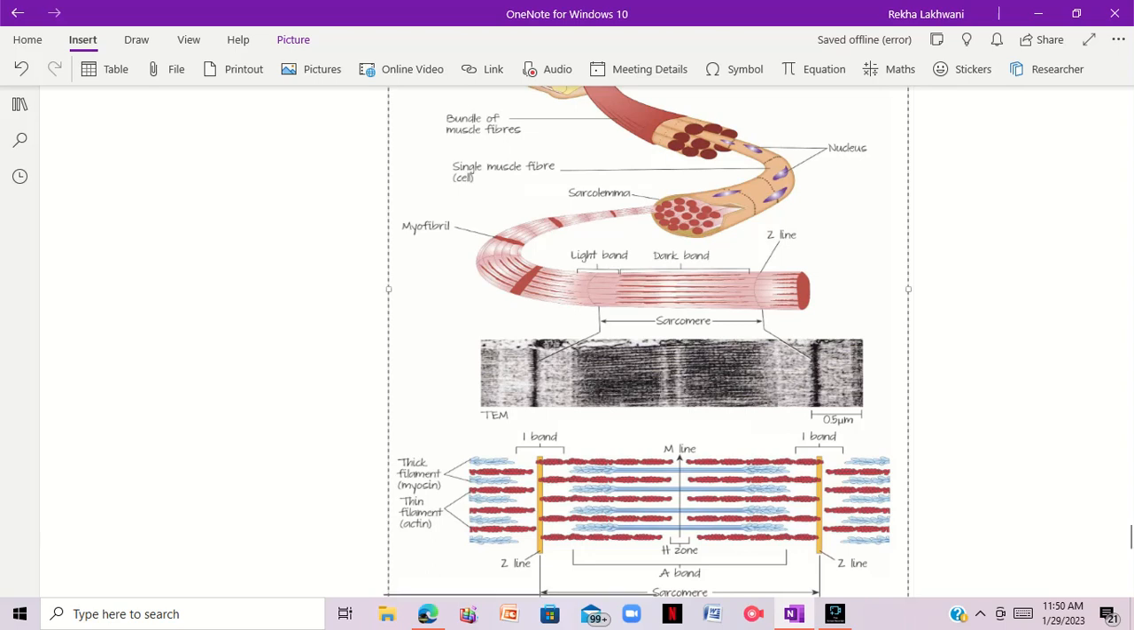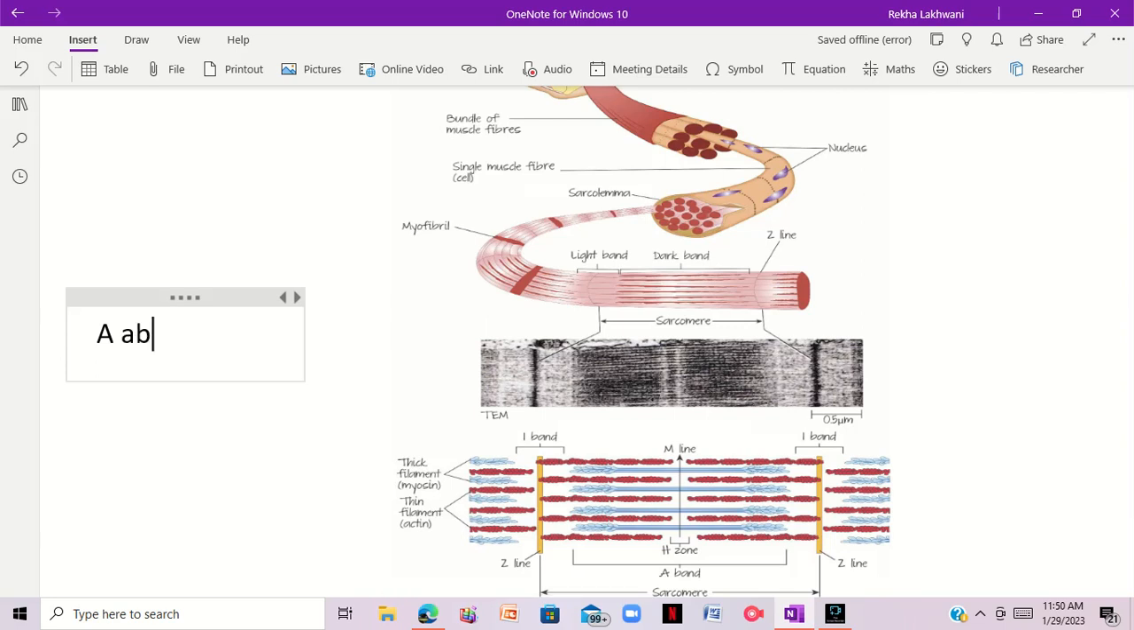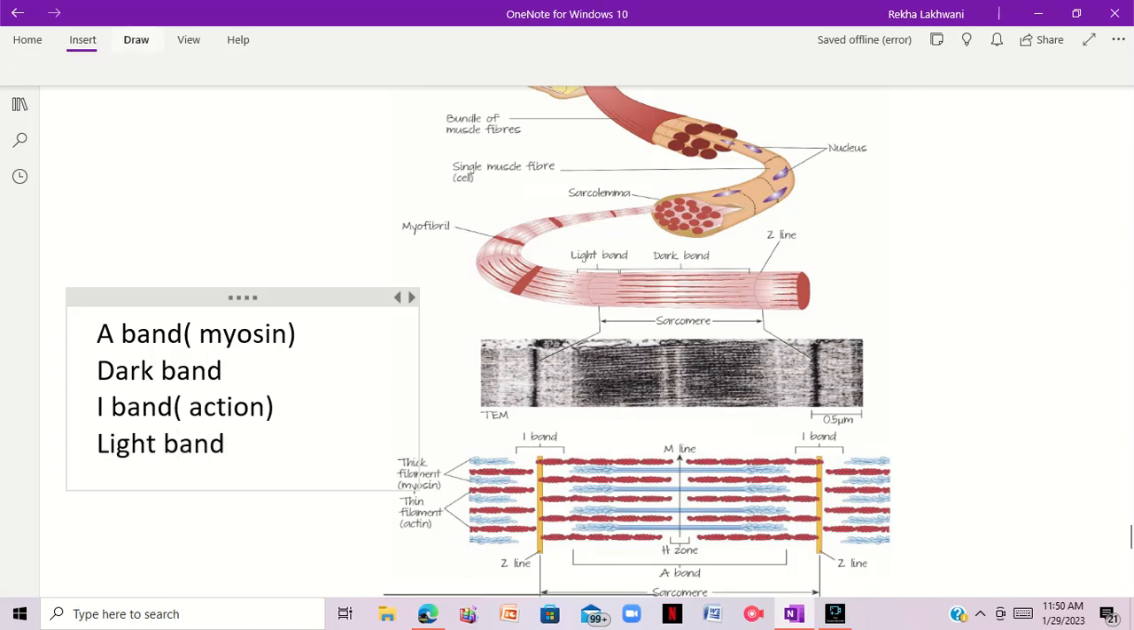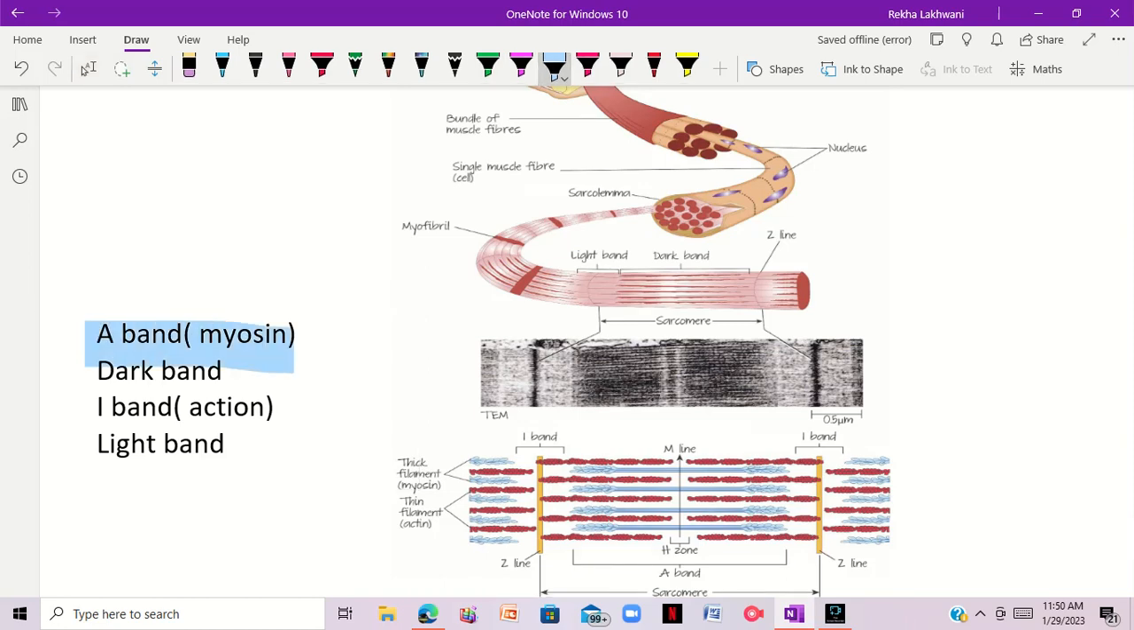Let me write it. The A band is made up of myosin, and it is also known as the dark band. Light cannot pass through this, that's why it is known as the dark band. Now the second is the I band, which is made up of the protein actin, and it is the light band.